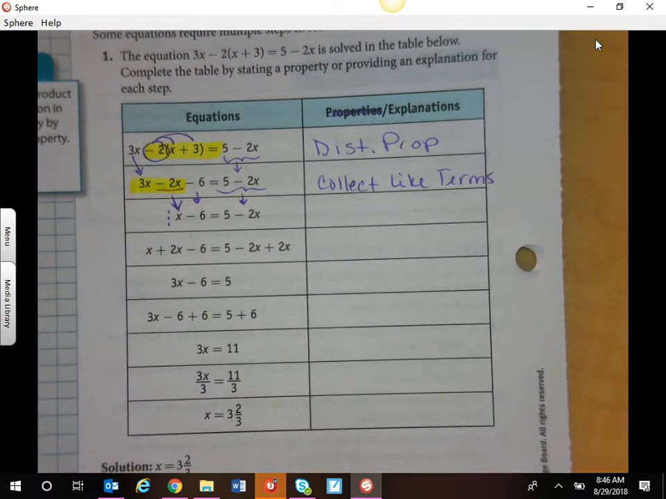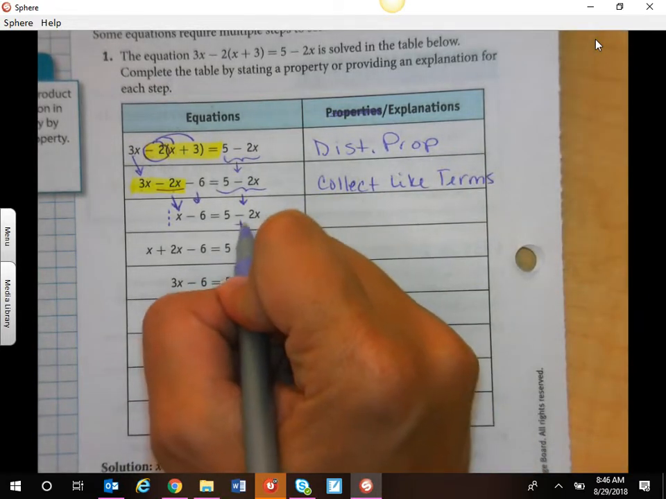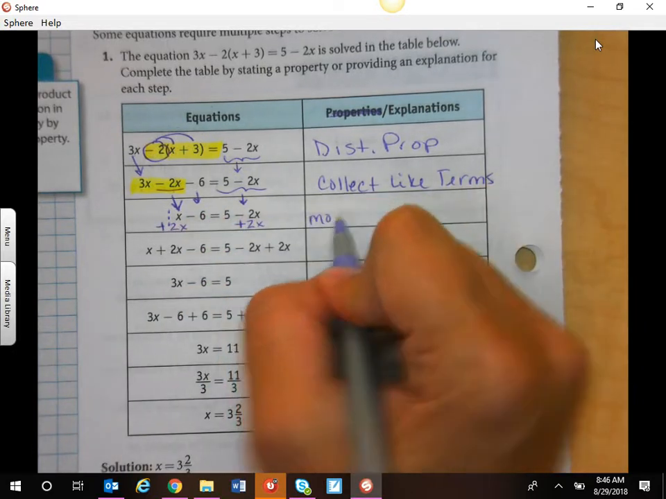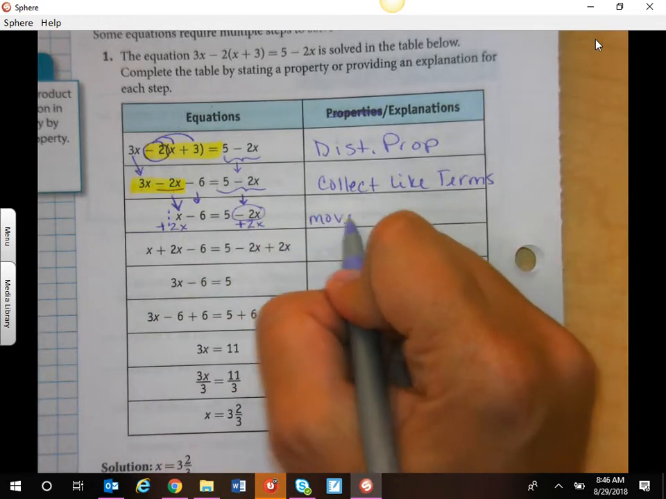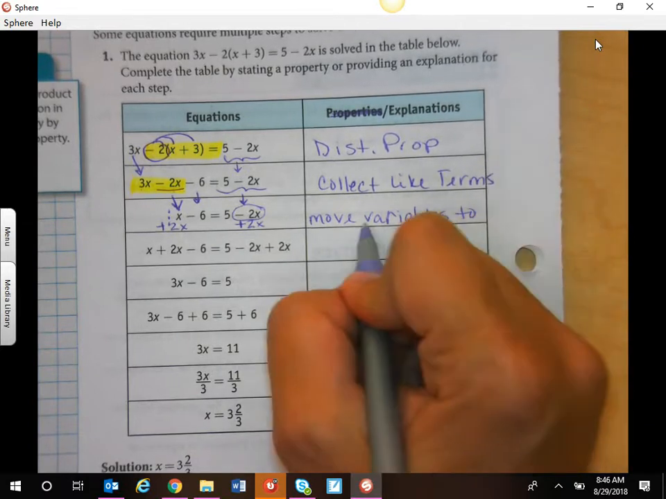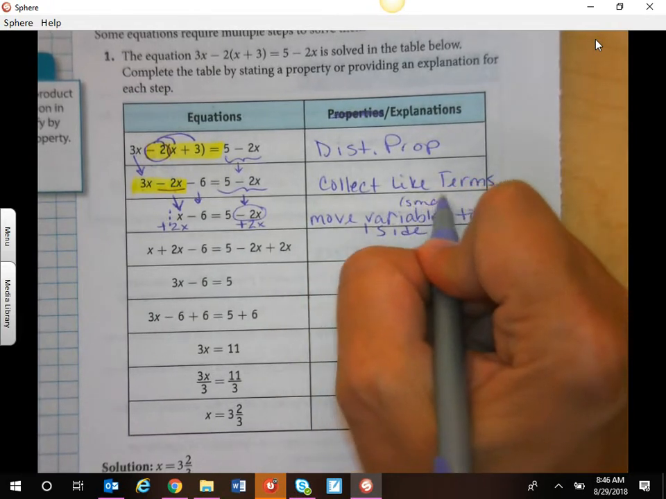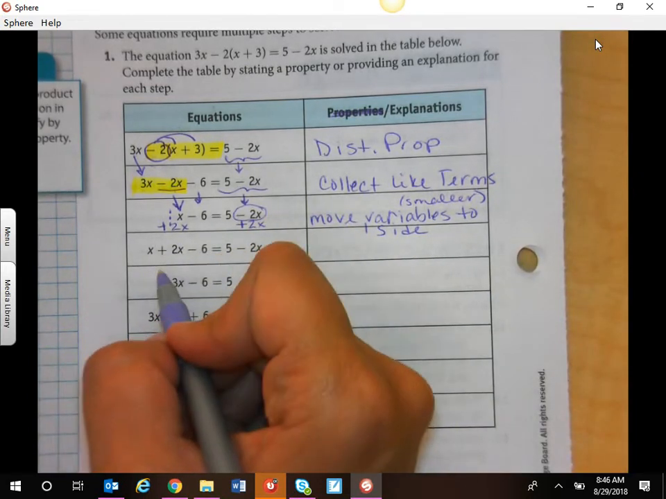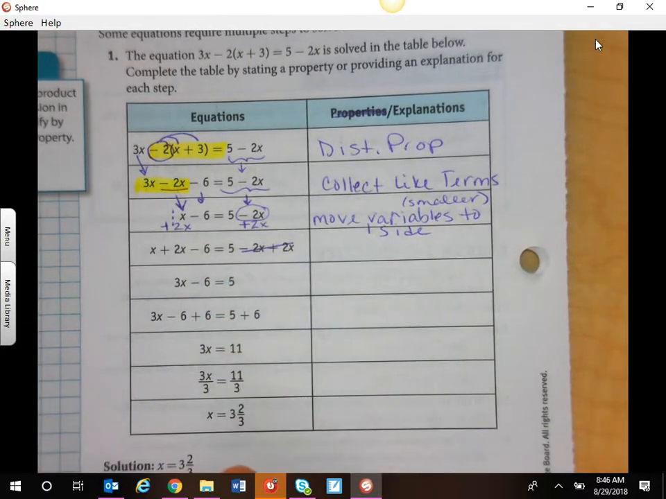So on this next step, if you look, now normally we write it underneath. We're going to move the variables to one side. Preferably the smaller. We have 1x and we have a negative 2x, so the negative 2 is smaller. Preferably the smaller, which works out in this case. And so they've just written it in a line here. So when we do that, you'll see that these eliminate.